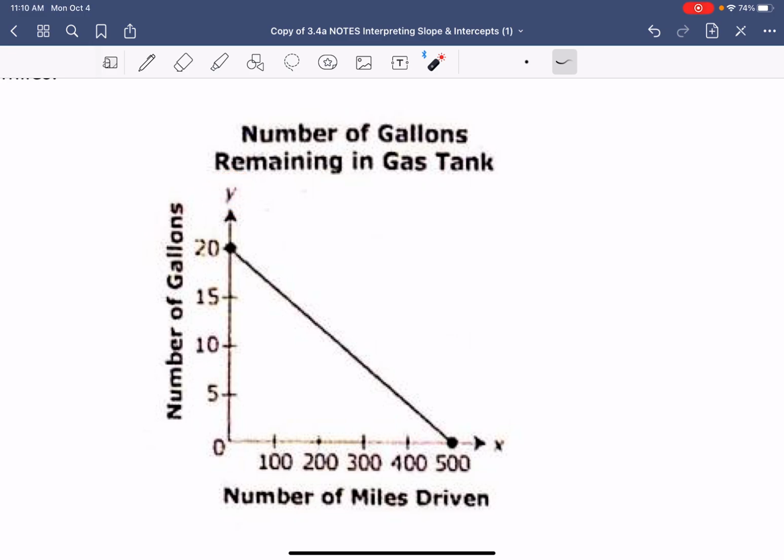And then because the number of gallons of gas we have will be determined by the number of miles we drive. So the more miles we drive, the less gas we have. Hence why our graph is a negative slope, because we'll be driving more miles but losing gas as we do that.